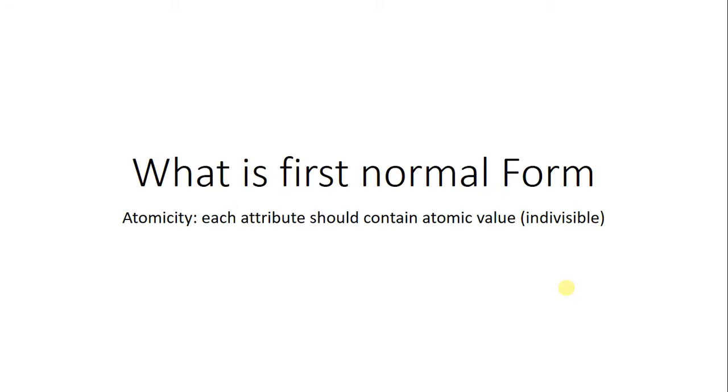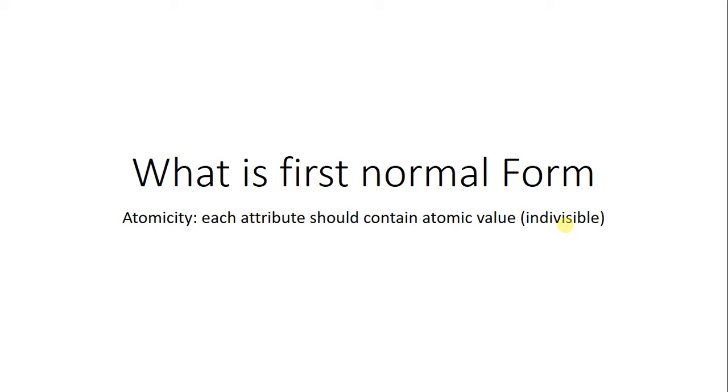So now we see what is first normal form. You can describe first normal form in a single word, that is atomicity. I mean, each attribute should contain atomic or indivisible values. So multiple values in columns are discouraged.